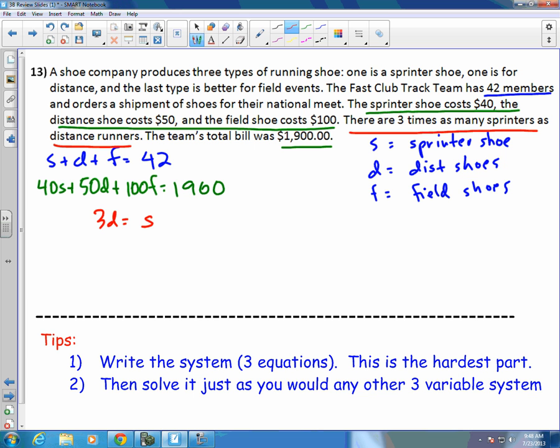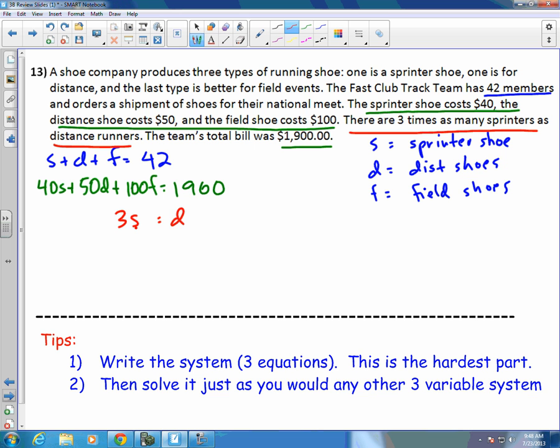Wait, let's think about this again. So that's your tricky equation here. You see how I'm a math teacher, I'm thinking about it for a second. There are 3 times as many sprinters as distance runners. So I'm going to set up an equation, and then I'm just going to think about it, because this isn't something where there's one way you do it every single time. I still need to think about it. I'm a math teacher.